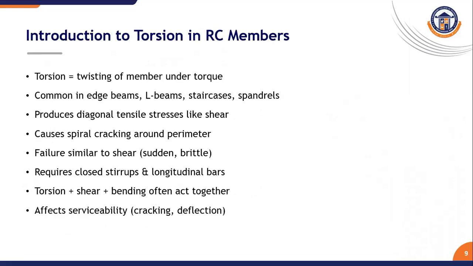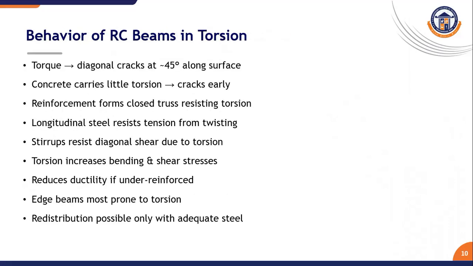Introduction to torsion in RC members. Torsion is the twisting of a member, common in L-beams, spandrel beams, and staircases. Like shear, it produces diagonal tensile stress and spiral cracking. Torsion may be primary due to equilibrium or secondary due to compatibility. Since torsional failures are sudden, closed stirrups and longitudinal bars are mandatory as per IS 456.